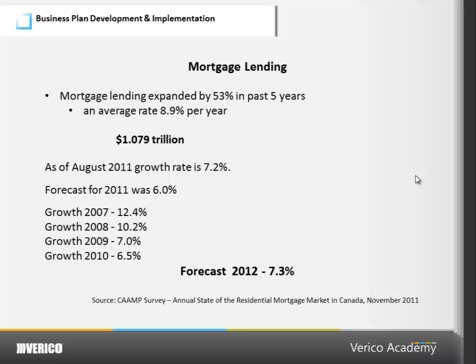You'll see in 2007, before the economic crisis in 2008, the growth was at 12.4%. It dropped down to 10.2% in 2008 because people still weren't totally aware of what had happened, and it was down to 7% in 2009, 6.5% in 2010. Now the forecast for 2012 is 7.3%, so back up again. So things are looking good, and it's a positive outlook for the mortgage lending industry.